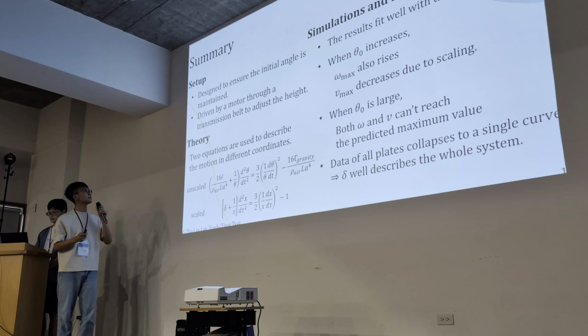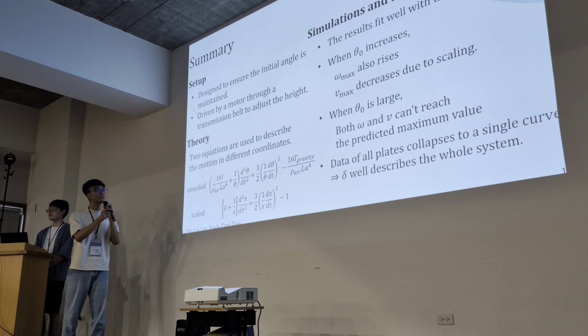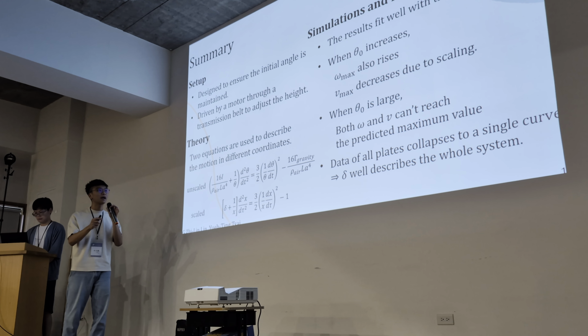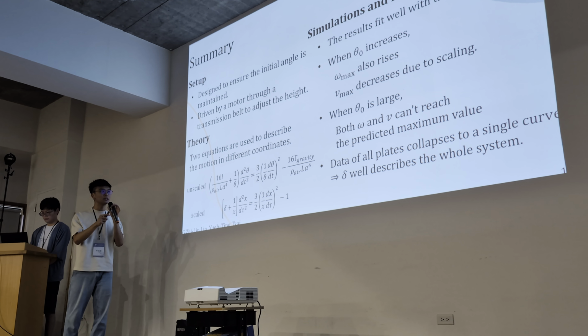In simulation and results, the result can fit well with the simulation when theta is approaching 0. And when the initial angle increases, omega max will rise while Vmax will decrease due to scaling parameters. And when the initial angle is large, the data cannot fit with the simulation very well, and both omega and V can't reach the predicted maximum value.